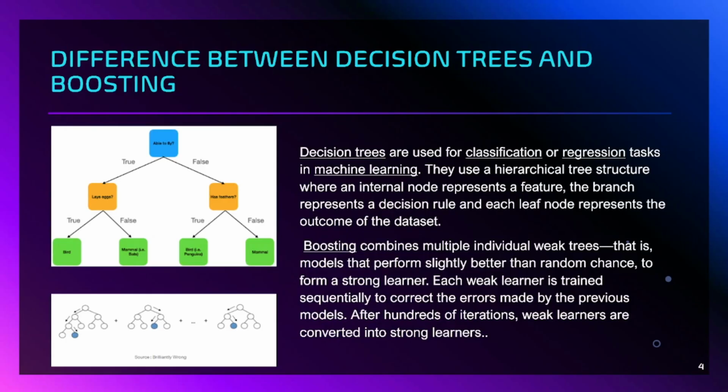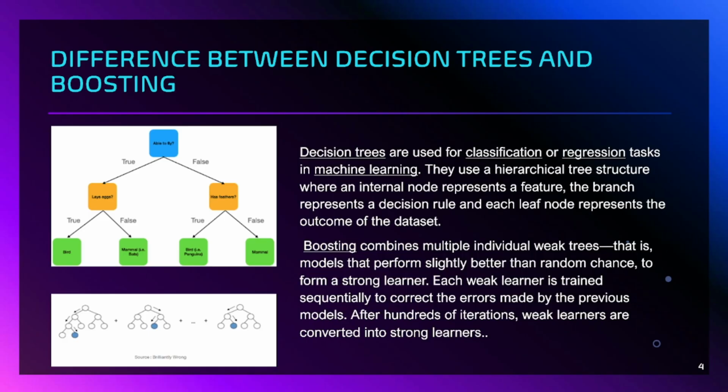Now I want to talk about the difference between a decision tree and boosting. Decision trees are used for classification or regression tasks in machine learning. They use a hierarchical tree structure where an internal node represents a feature, the branch represents the decision rule, and each leaf node represents the outcome of the dataset. And then for boosting, it combines multiple individual weak learners, that is, models that perform slightly better than random chance, to form a strong learner. Each weak learner is trained sequentially to correct the errors made by the previous models. After hundreds of iterations, weak learners are converted into strong learners.